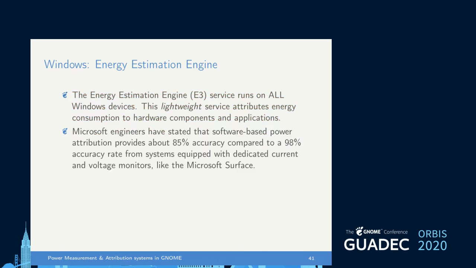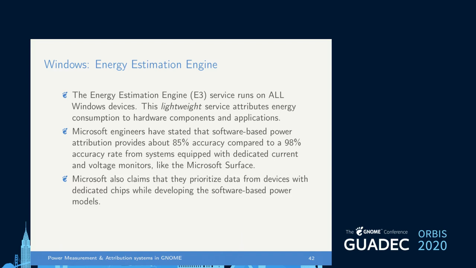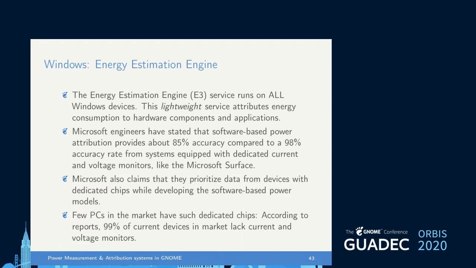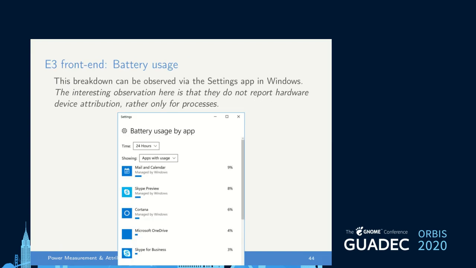Windows runs something known as the energy estimation engine, which is mining all the data on your device for building its power models. That is the short and sweet version of what is written here. Microsoft has stated that 85% accuracy can be achieved for these power values using these software models. And extremely few PCs in the market have dedicated chips to obtain these power values in the first place. So that's Microsoft's solution.